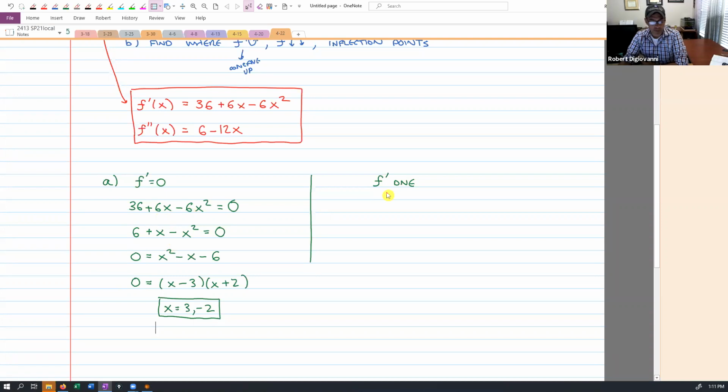Okay, now what about the derivative not existing? Does this ever happen? Not in this one, right? Because it's a polynomial. So we're not worried about that then.